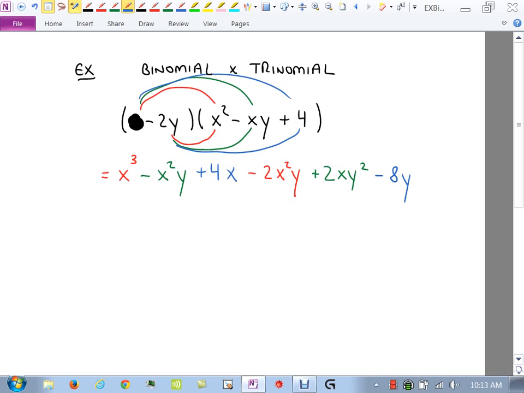But do you notice anything on these terms? There's 2 of them that are like. Good. We have the negative x squared y, and we have the negative 2x squared y. Those are like terms, and we can combine them together. Are those the only 2? Yep. So what's negative x squared y take away 2x squared y? Negative 3x squared y. So I'm going to go x cubed, I'll go ahead and put negative 3x squared y, I'll put 4x plus 2xy squared minus 8y.